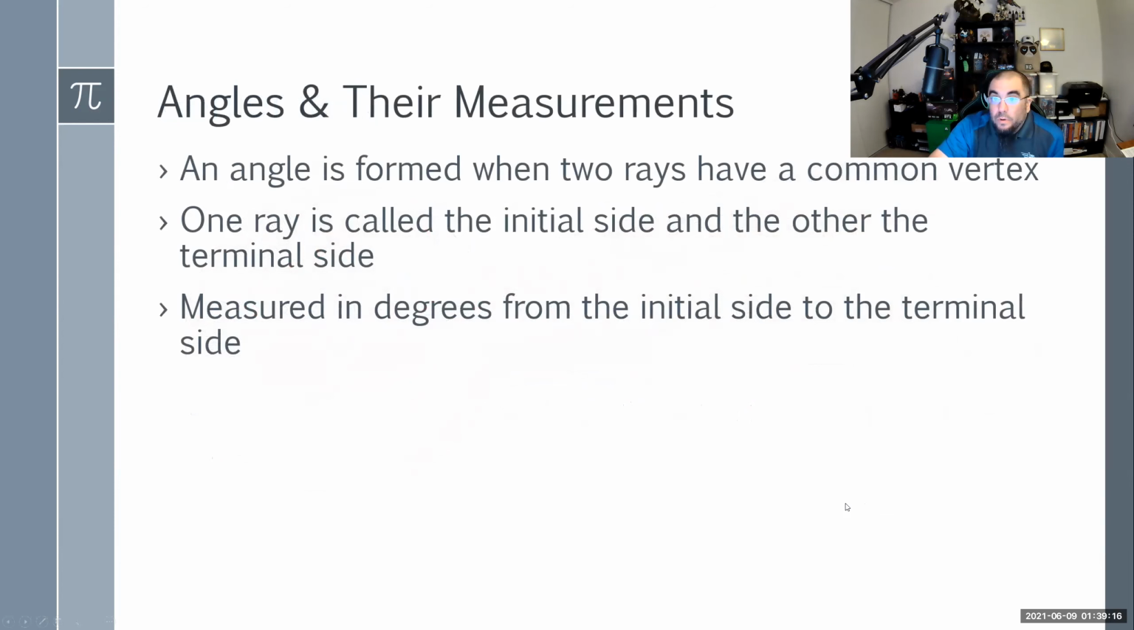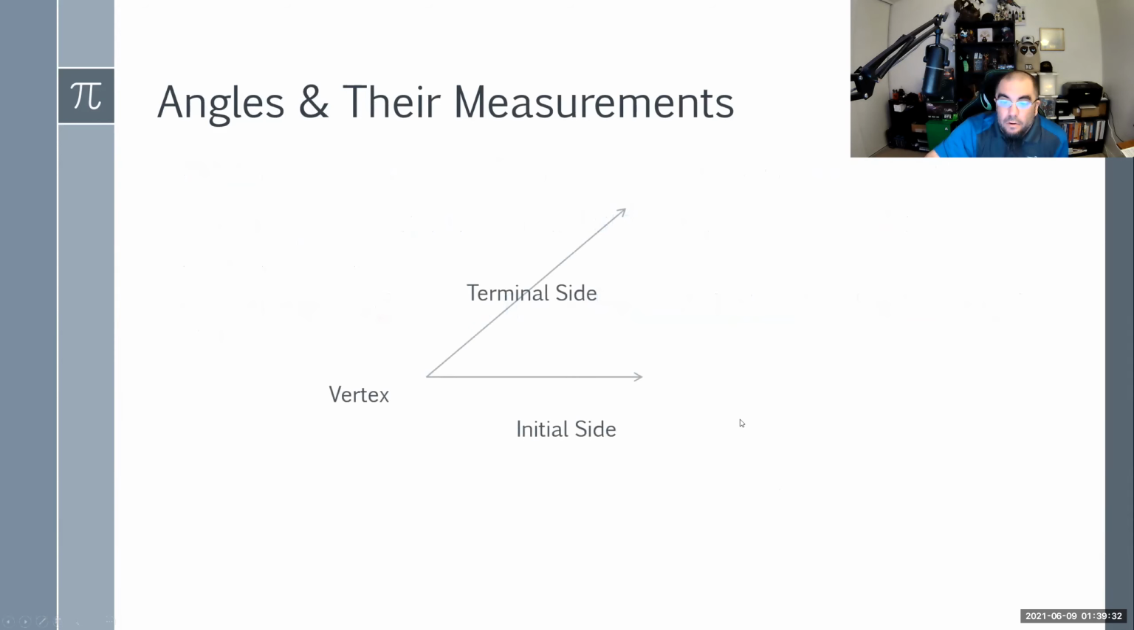So when we're dealing with this, we're going to talk about angles, right? And in the mathematic term, an angle is formed when two rays, which is two lines coming off a common vertex, right? One ray is called the initial side, the other is called the terminal side. And the measure of degree is between the initial side to the terminal side. So here we have angles and their measurements looking at it.